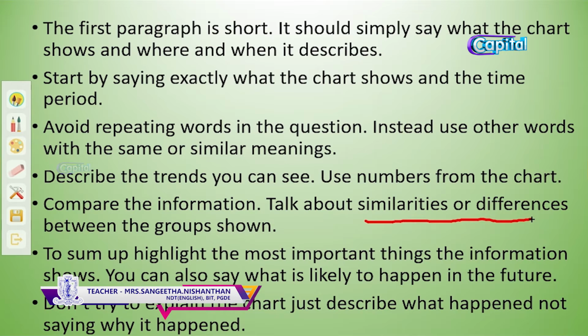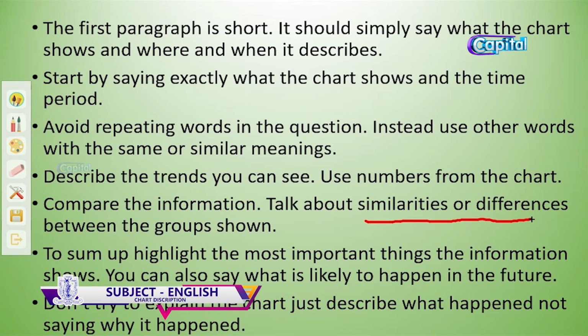To sum up, highlight the most important things the information shows. When summing up, the most important thing should be in the conclusion. You can also say what is likely to happen in the future. This is your view. You can write 1 or 2 sentences at the end only. Don't write it in the second paragraph where we describe the key data. You can write your own view. That means what is likely to happen, what you think about that should be in the last paragraph, in the last line.